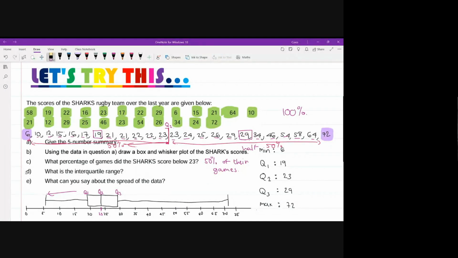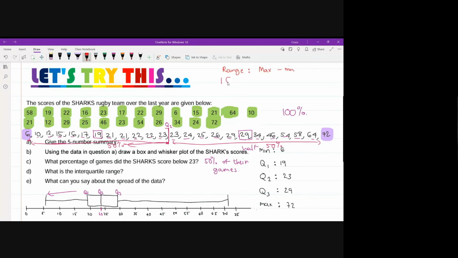Then D says, what is the interquartile range? Do we remember how to calculate the IQR? Does anybody remember from last week, Wednesday? Okay, I'll give you a quick refresher. So we said if we're calculating the range, just the range, we will take the maximum number minus the minimum number, which is nice. That's easy.